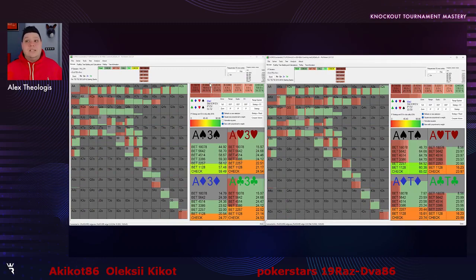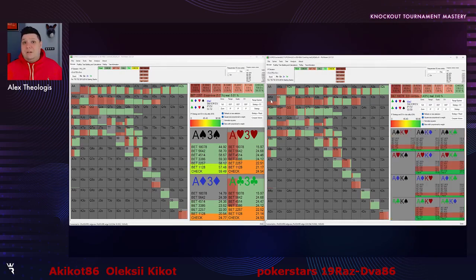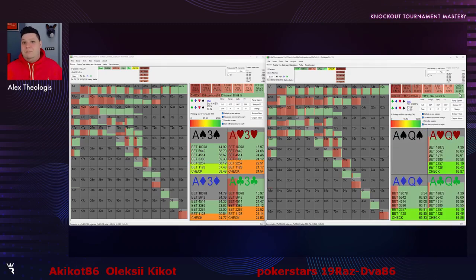So on the turn, we can see the same thing again, where the betting frequencies are very, very similar. You can see the checkback is 58% when the big blind is covering, and 59.7% when the big blind is covered. So very small differences.